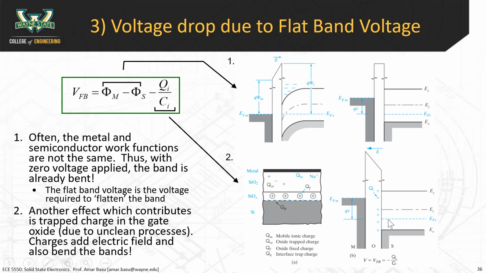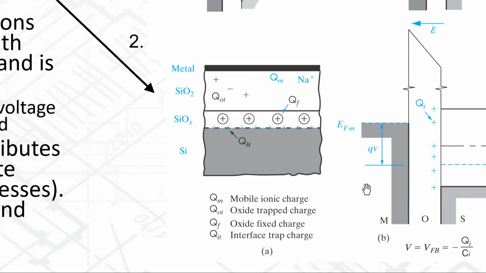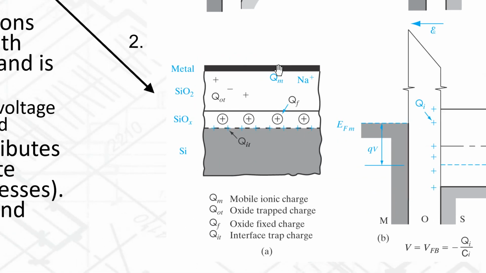The second part is an effect that can happen when you have unclean processes. This is a diagram showing trapped charges in the oxide material. Okay, and you see all these positive charges here. Now you're probably asking, why, what are those positive charges? Where do they come from?